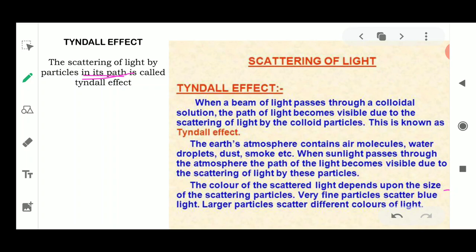Now if the particles are very fine, if only very fine dust particles are present, then the blue light gets scattered, meaning we see blue light. And if larger particles are responsible for the scattering of light, it is going to show different colors. So different colors of scattered light will be shown by the larger particles. So in this we have seen about the Tyndall effect and scattering of light.